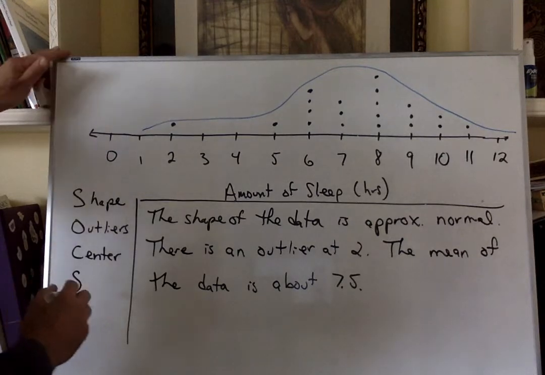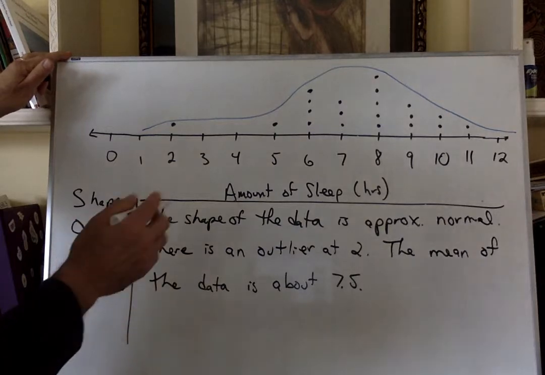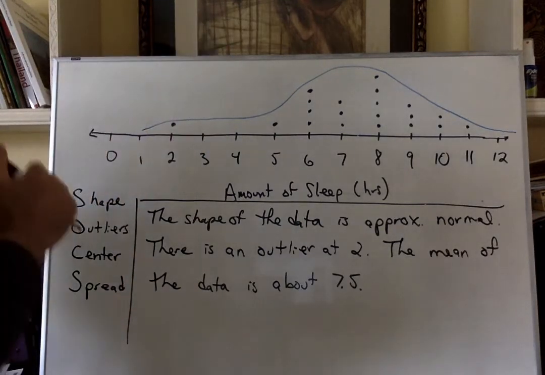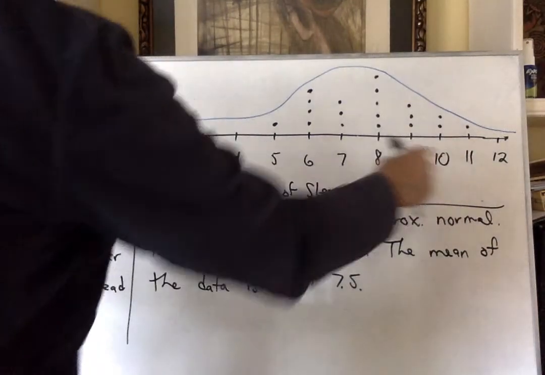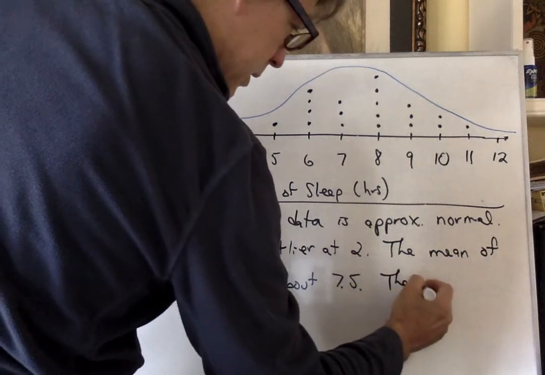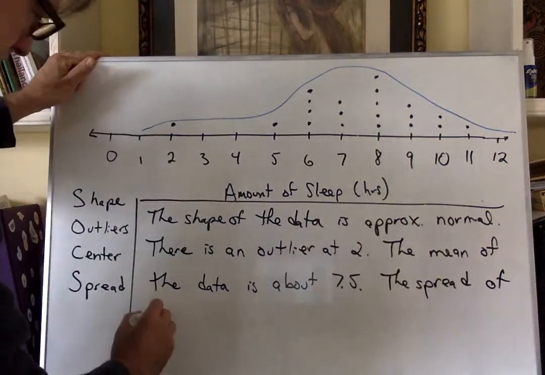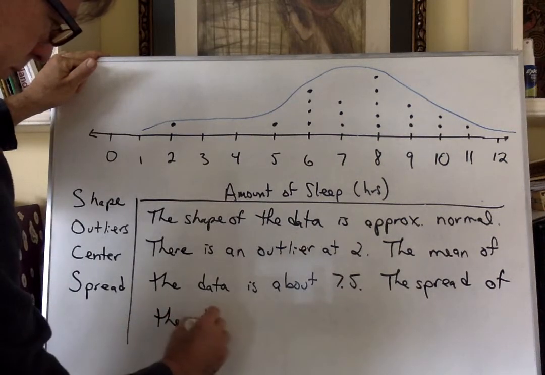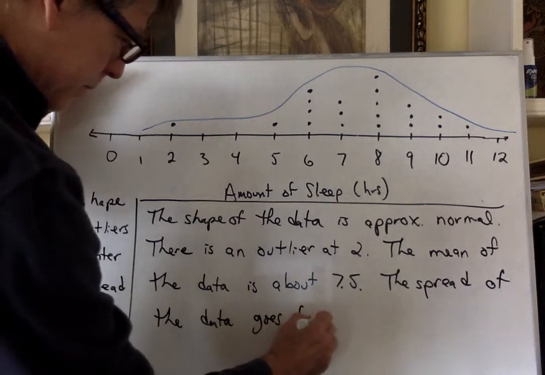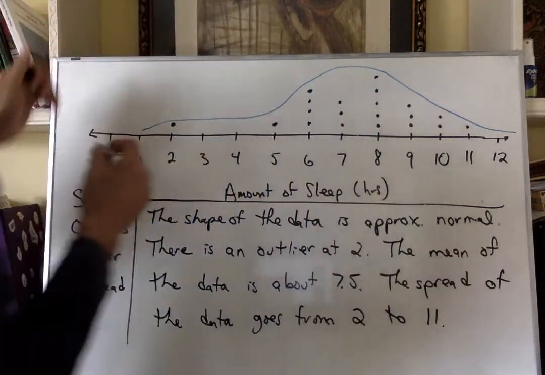The last one is the spread of the data. And for our purposes, I just want right now the lowest to the highest, okay? So do you guys agree that we go between 2 and 11? Then that's all I'm going to write. The spread of the data goes from 2 to 11. Bam. Done.